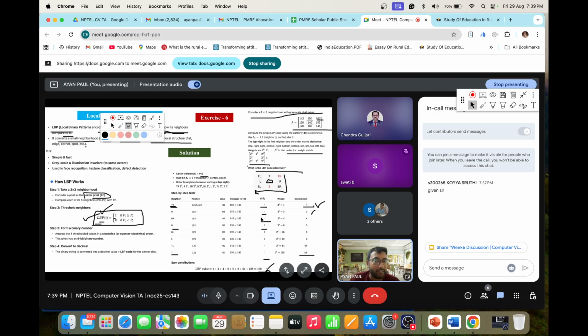But the target point should be given, I think. Someone is telling it is given, so let me see in your assignment. If it is not given, then we can assume the center point. It should be given, I think. The target point should have been given, but if there are printing mistakes, then you can assume the center point only. Okay, so this is the thing. Is this question clear to all of you?